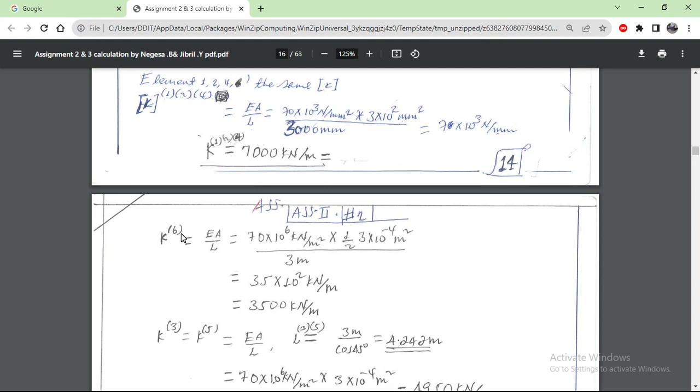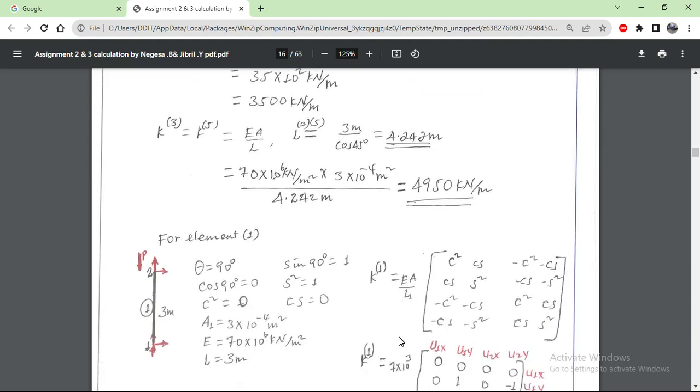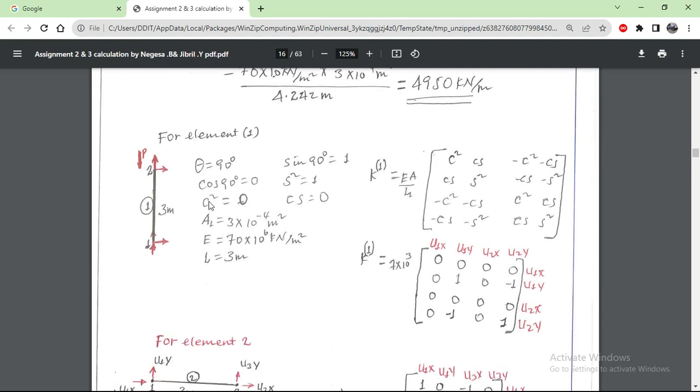The stiffness for element number 6 is calculated like here. The stiffness for elements number 3 and 5 is equal. Then we get this. For element number 1, theta is 90 degrees. Then the displacement stiffness of these elements is given like here. After inserting the given theta of 90 degrees, we get this result.